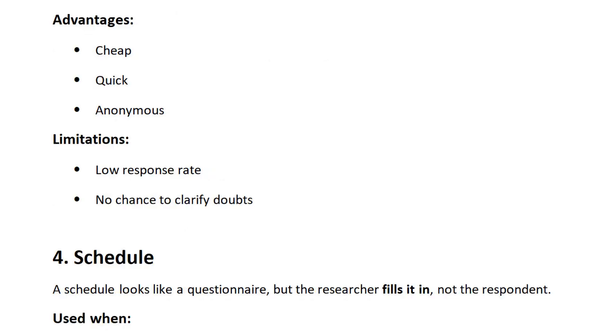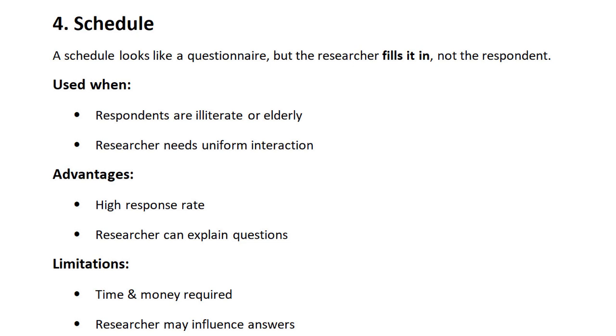The advantages of this mode of data collection, that is the questionnaire, are that it is cheap, quick and anonymous. Limitations involve low response rate and no chance to clarify doubts. The next mode of data collection is the schedule. A schedule looks like a questionnaire, but the researcher fills it in, not the respondent. It is used when respondents are illiterate or elderly. The researcher needs uniform interaction. The advantages are that it has a high response rate and the researcher can explain the questions. Limitations are that it requires time and money, and the researcher may influence the answers.